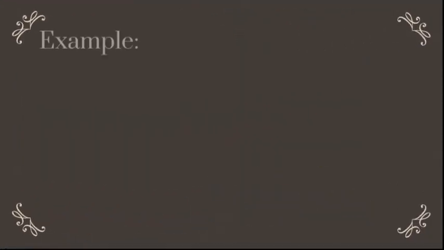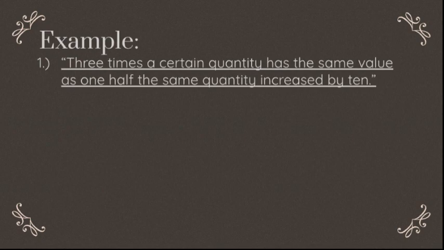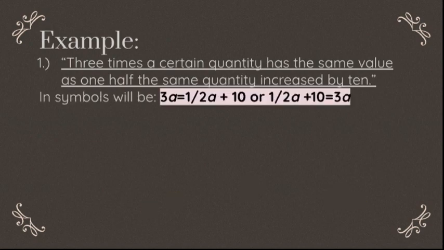For further understanding of rhetorical algebra, let us take a look at the given examples with their corresponding symbolic form. Example 1. 3 times a certain quantity has the same value as 1/2 the same quantity increased by 10. In symbols will be 3a equals 1/2 a plus 10, or 1/2 a plus 10 equals 3a.